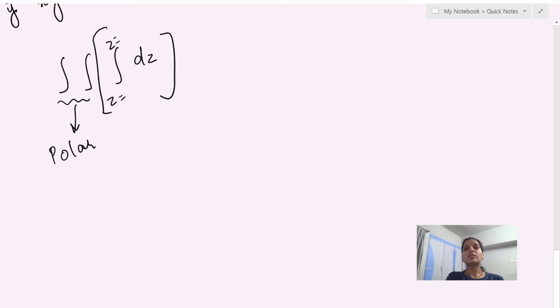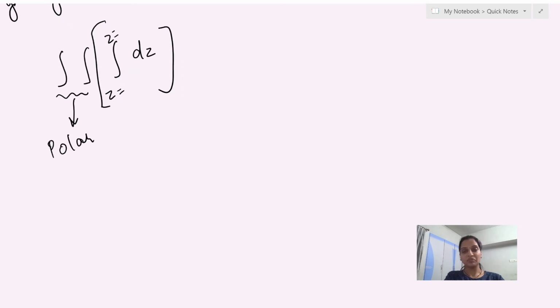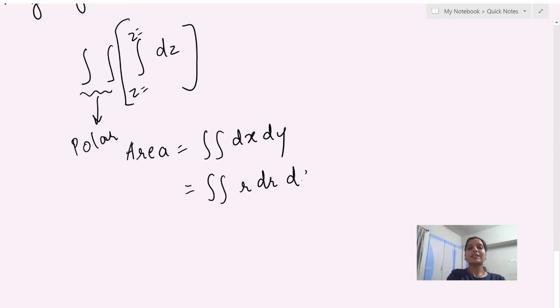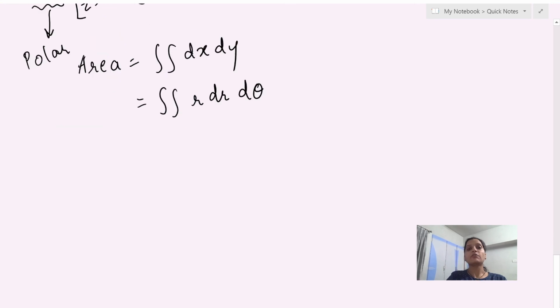So these were the sums we took on triple integration. The last two lectures that we are studying are applications of multiple integration. So the first application we studied was area. The area formula is, for Cartesian, double integration of dx dy, and for polar it is double integration of r dr d theta. So depending on what sum is given, you will find the area.